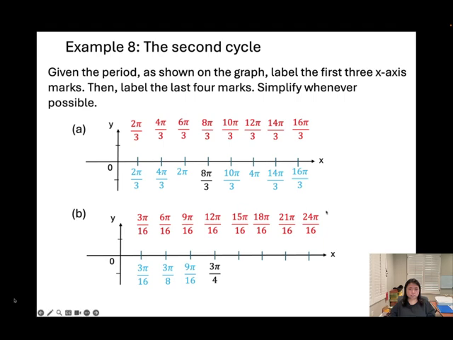Okay, simplify it. I can't simplify this guy. This one will be 9 pi over 8. Can't simplify this one. And then 3 pi over 2.